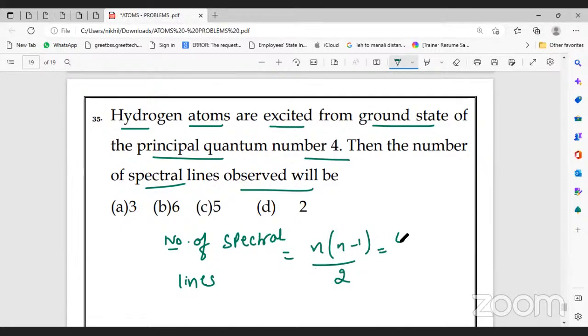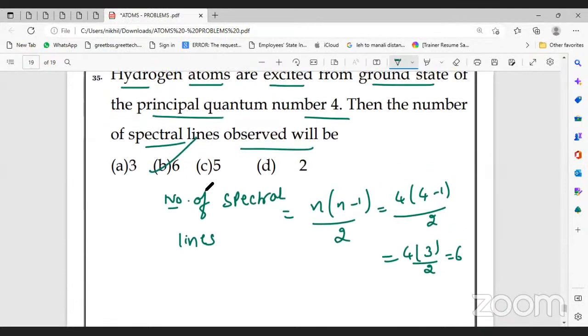So what is n here? 4 into 4 minus 1 by 2. That is 4 into 3 divided by 2, which is nothing but 6. So how many spectral lines can you observe here? 6 spectral lines. If you want, you can also analyze this with the help of a diagram.